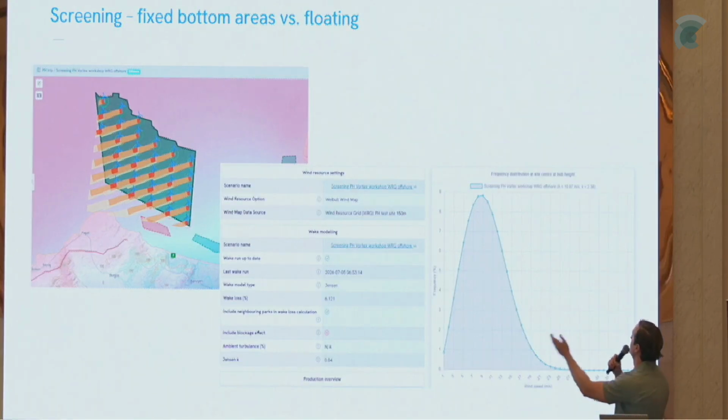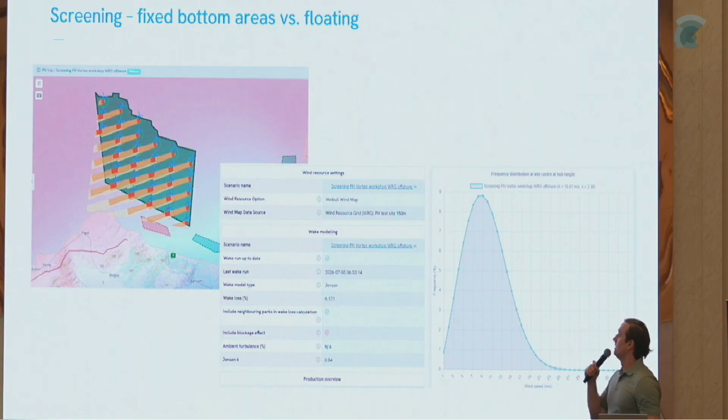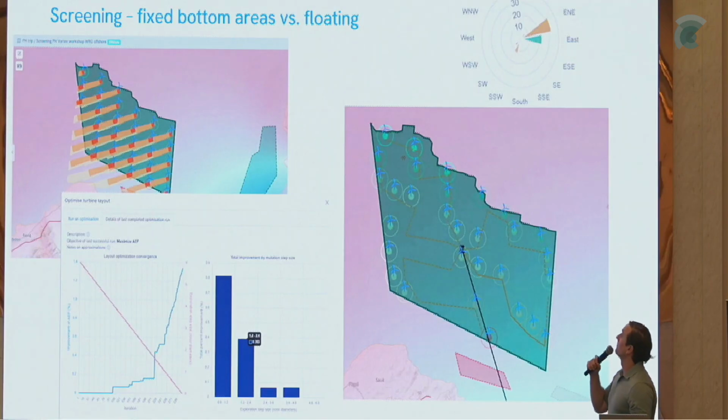So here you can see basically here's the wind map. It is a Weibull distribution. It's quite a high wind area, but it's quite steep as well, which is quite representative for this part of the world. So we can then look at how do we take this site.